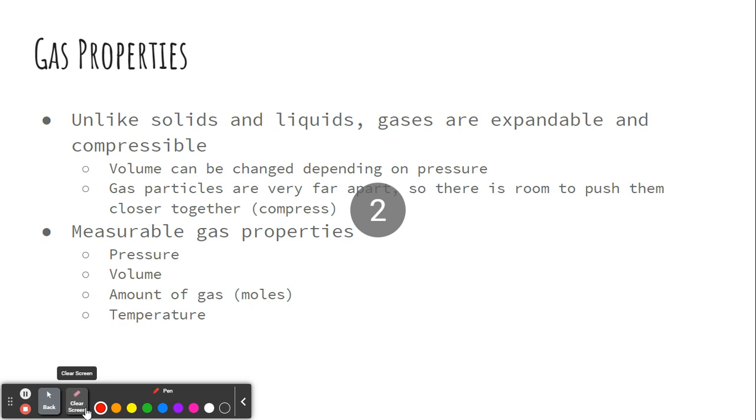So one of the things that we're going to take a look at, I don't know why that 2 is there. All right, there we go.